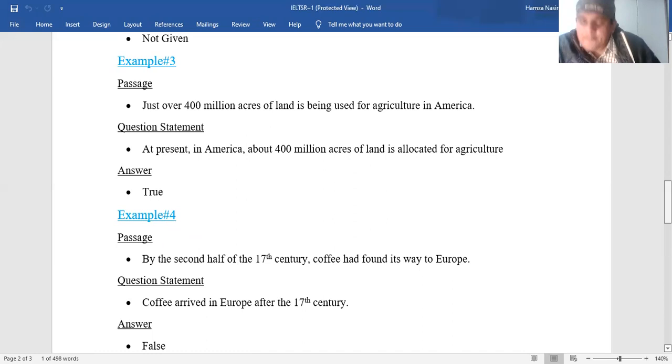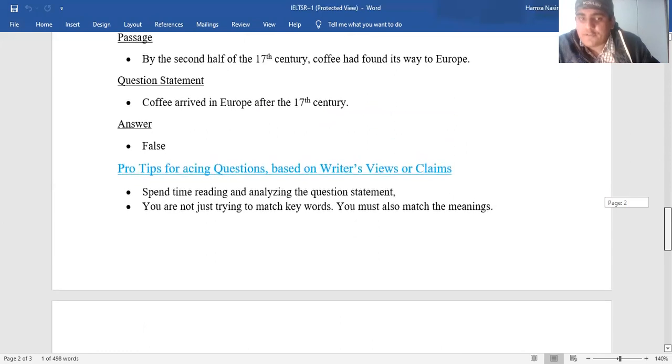Therefore, we say that the information in the question statement is being rejected or disproved by the information in the reading passage. Therefore, our answer in this case will be false.